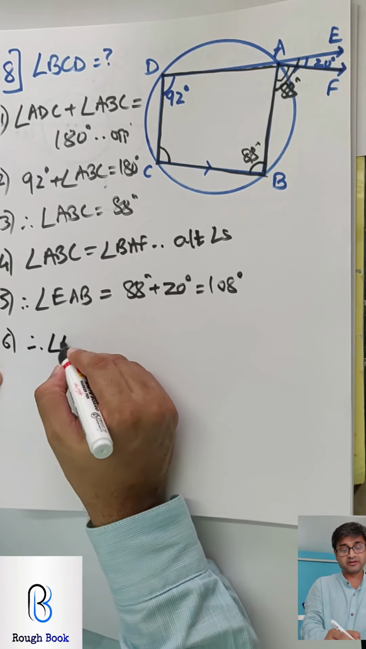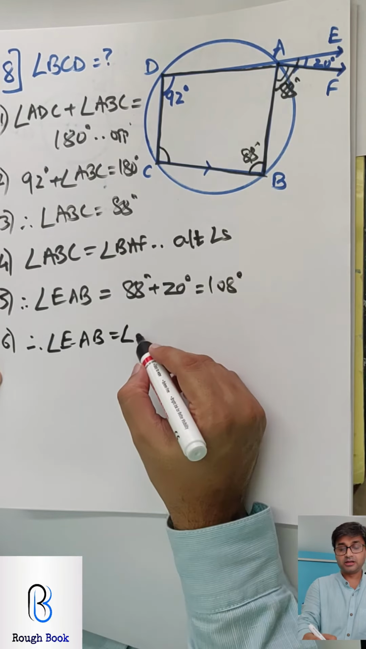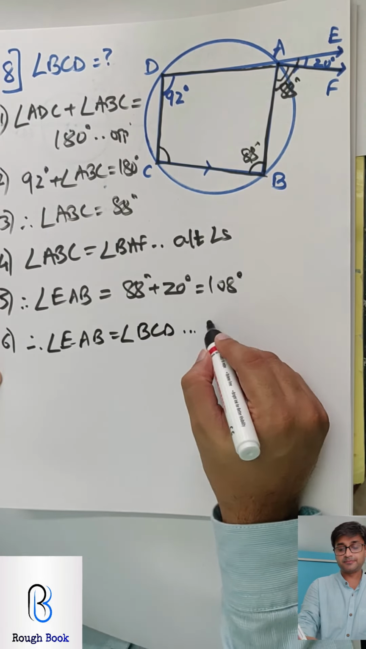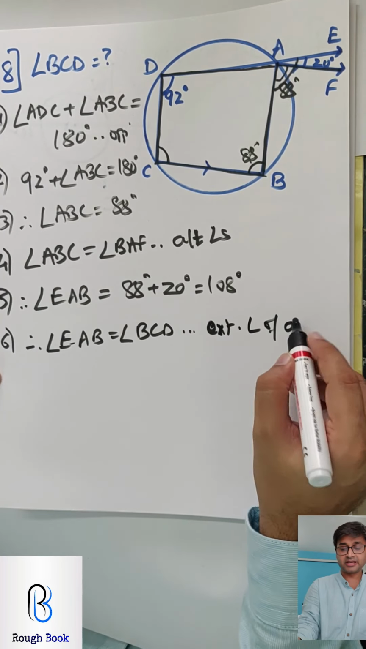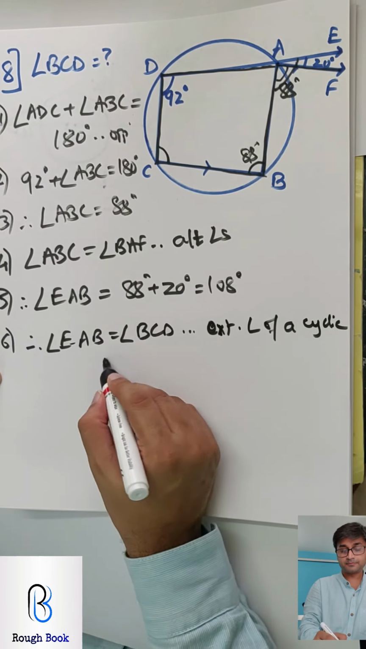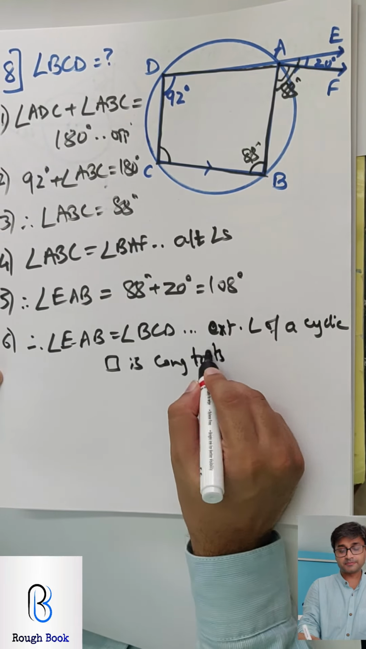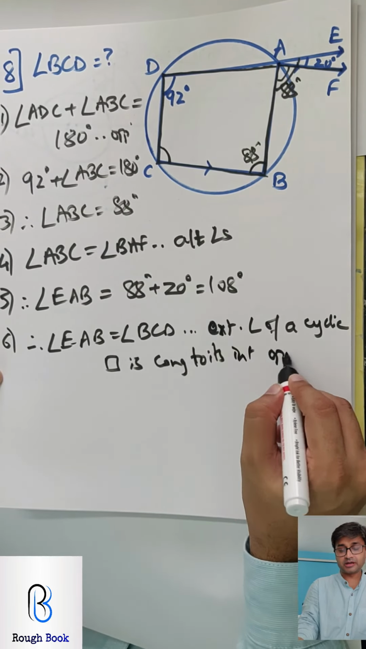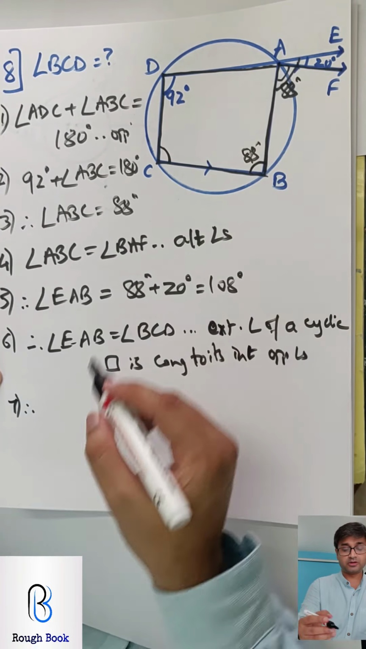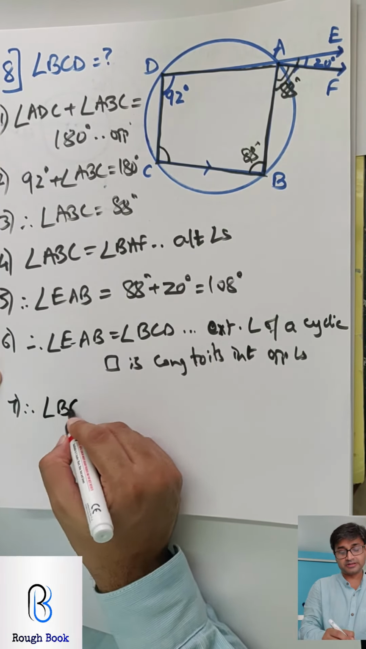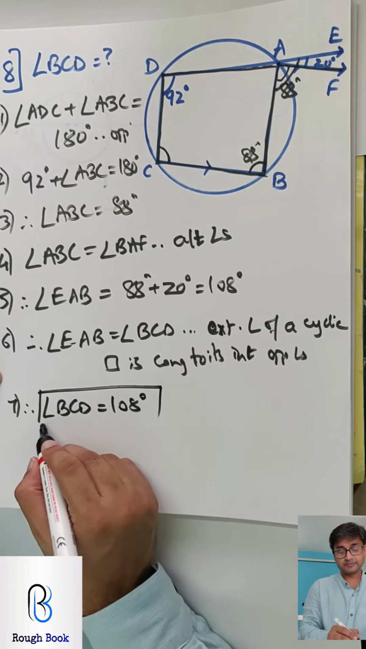So finally I will say therefore EAB, this full angle, equals BCD, exterior angle of a cyclic quadrilateral is congruent to its interior opposite angle. And finally this will be equal to this. So therefore I can say BCD is equal to 108 degrees.